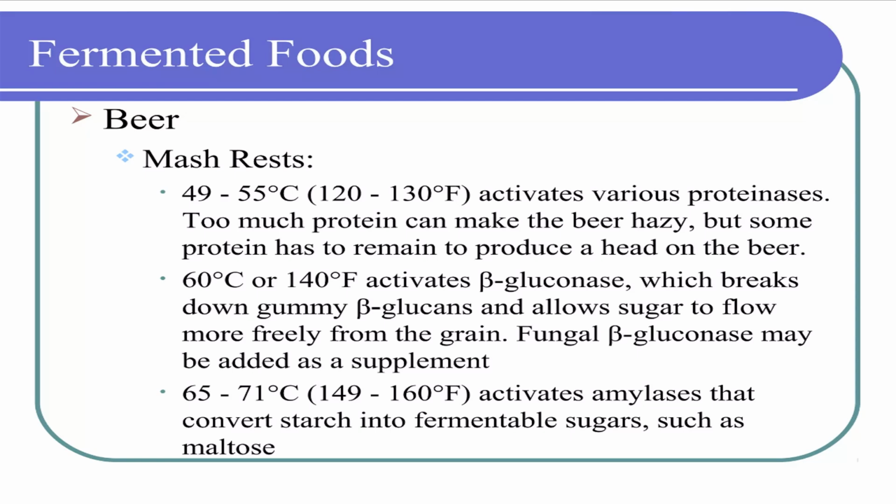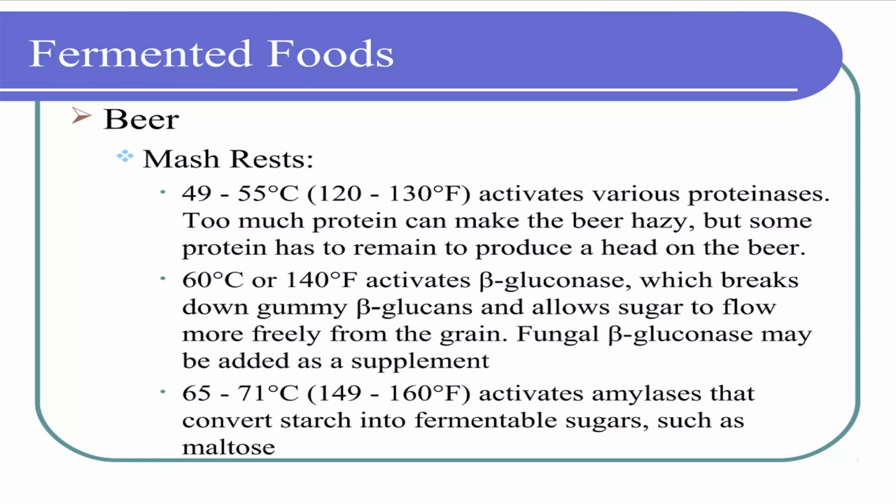60 degrees Celsius, or 140 degrees Fahrenheit, activates beta glucanase, which breaks down gummy beta glucans and allows sugar to flow more freely from the grain. Fungal beta glucanase may be added as a supplement.